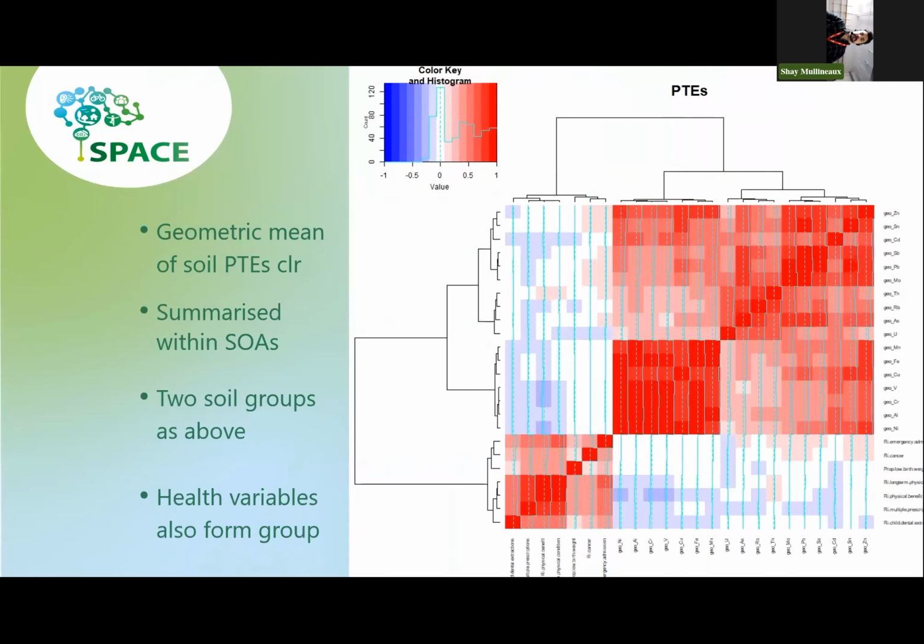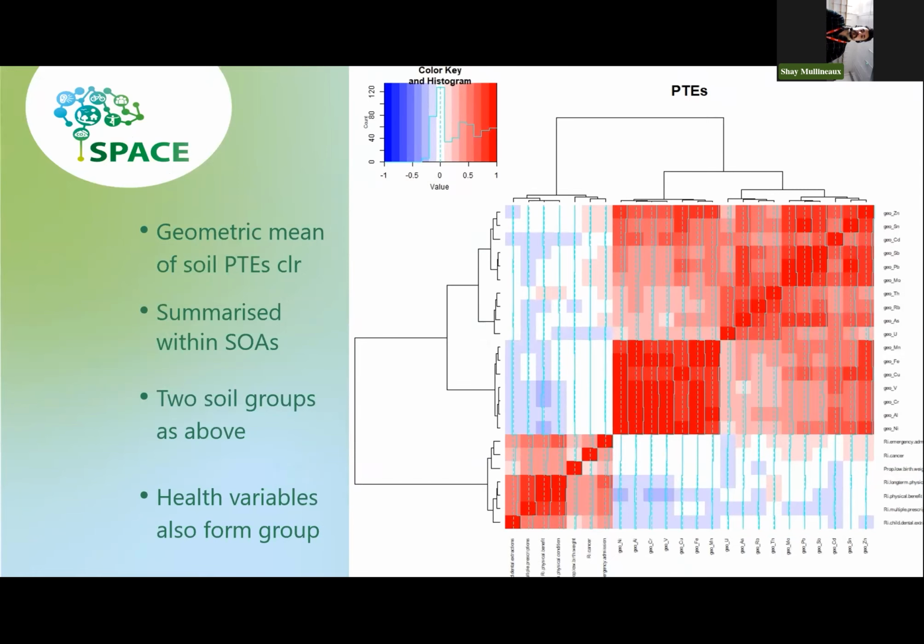Okay, so what happens? Well, we take those balances and we put the health data in with them. And essentially, this is the CLR map with those health variables included. It's the geometric means, remembering this is with the soils, summarized within the SOAs. And essentially, we have two distinct soil groups.